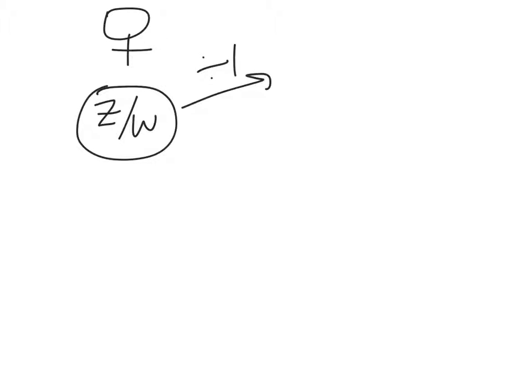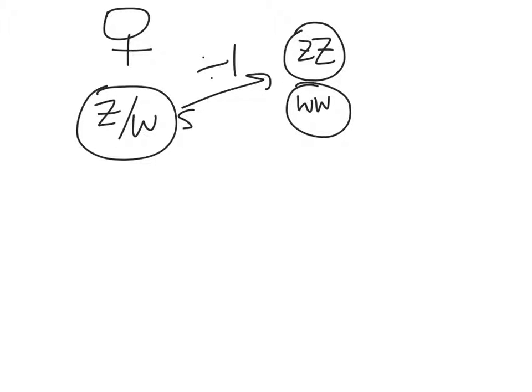So the question here is, in a ZW system, where the females are the ones that have two different sex chromosomes, so this is a female, we have a cell that's got one Z chromosome and one W chromosome. So after the first cell division, you get two cells that are diploid. I didn't draw synthesis here. So synthesis occurs here, then the first division.